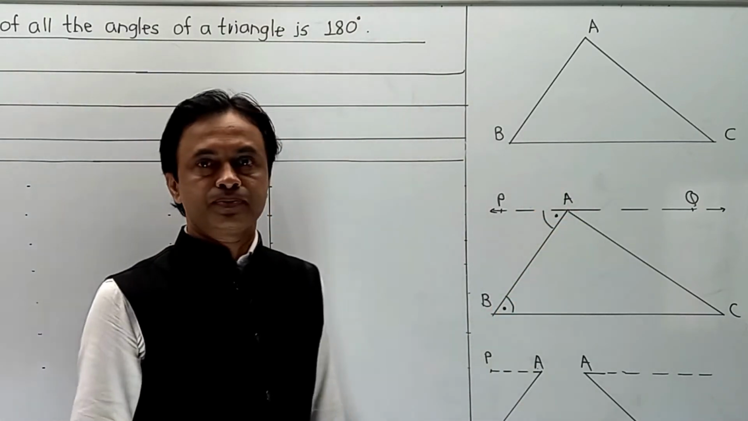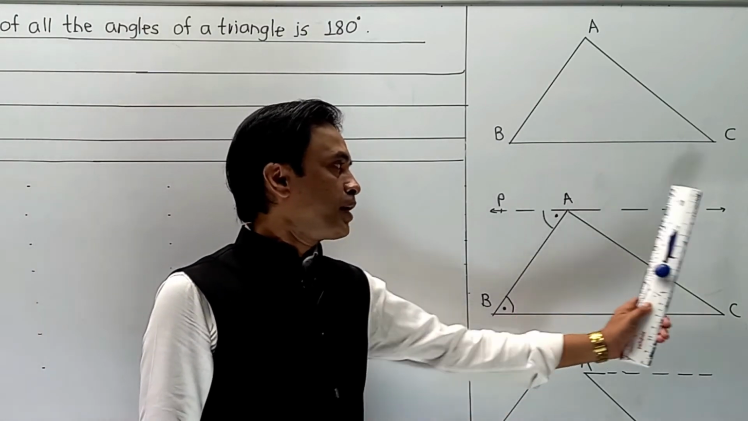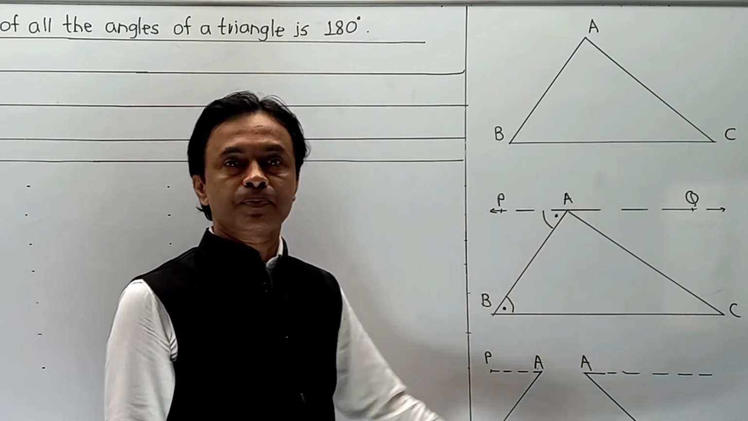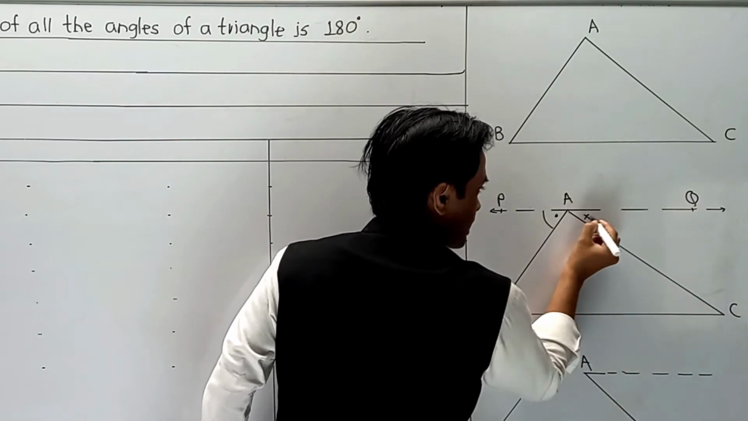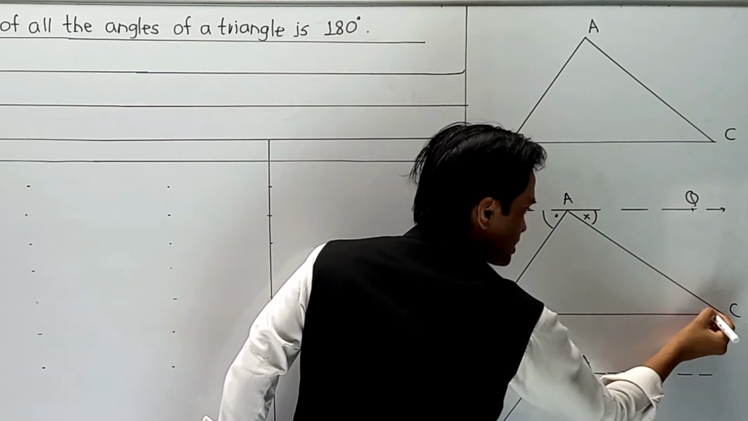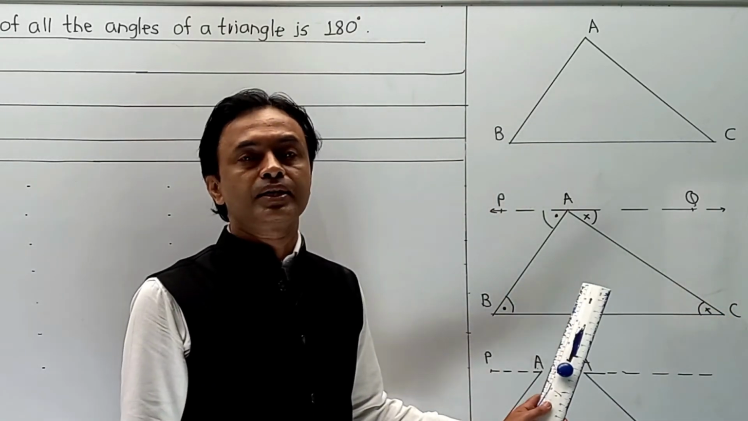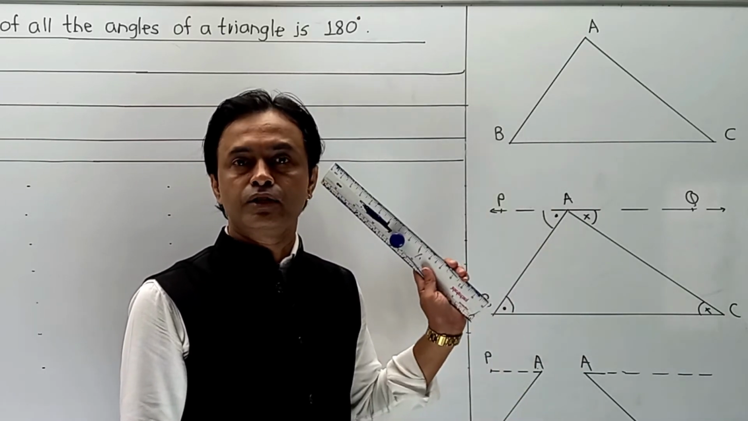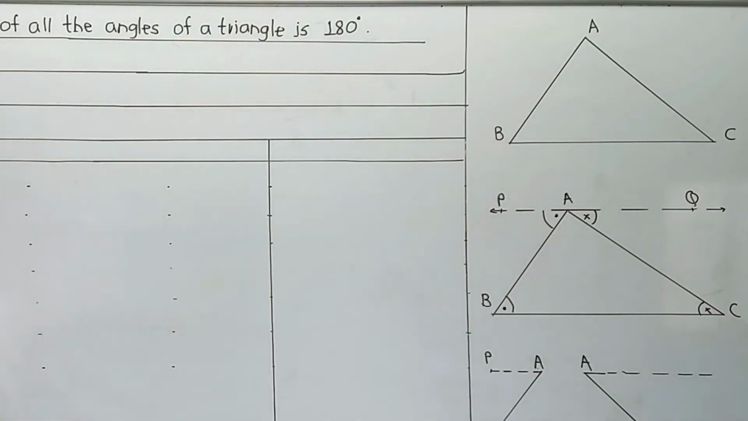These are alternate angles. Part 2: the same structure is possible when PQ is parallel to BC and AC acts as a transversal, and again angle QAC, this angle, is congruent to angle ACB, this angle. Definitely we are going to write that in terms of proof. So first we have to write given, then to prove, construction and then proof. So pay attention here.